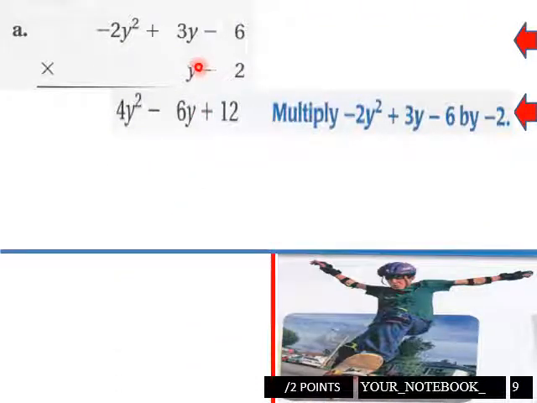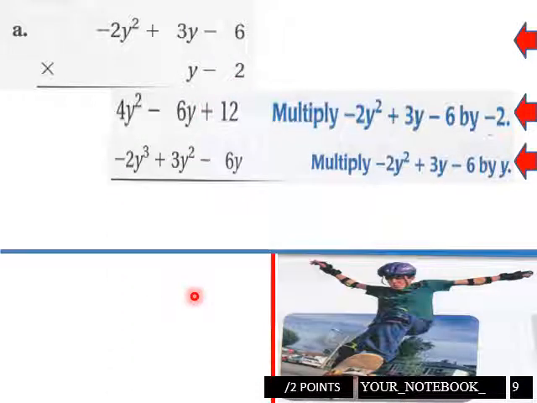So when you multiply this here, we get this trinomial here, y times negative 2y cubed plus 3y squared minus 6y, and then 2 times that is 4y squared, negative 6y, and then 12. Then we get this here from the first multiplication by y.